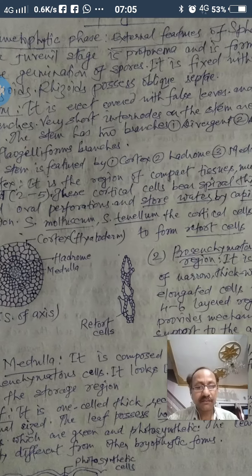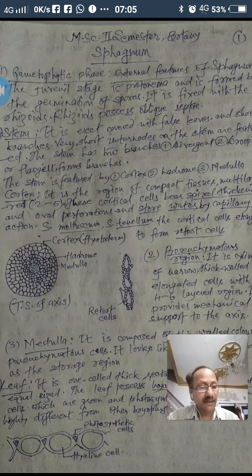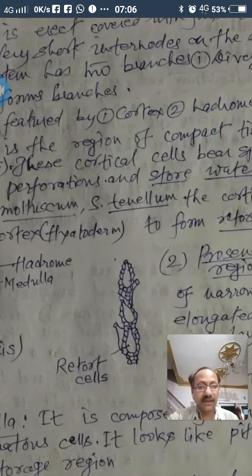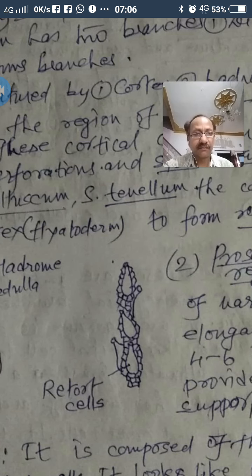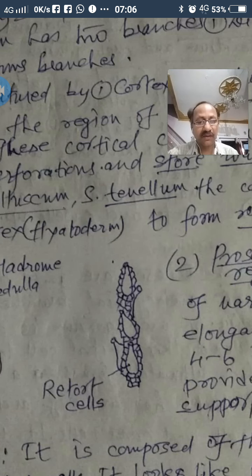Cortex. It is the region of compact tissues, multilayer, 2 to 5. These cortical cells bear a spiral thickening and oval perforations and store water by capillary action. Sphagnum molluscum and tenellum show the cortical cells elongated to form the retort cells. These are the retort cells.